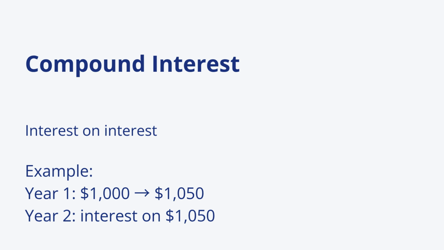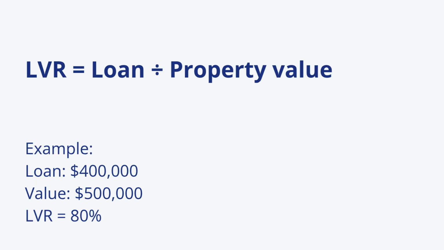Compound interest is interest calculated on both the original amount and the interest already earned. For example, $1,000 at 5% becomes $1,050 after 1 year, and in the second year you earn interest on the higher amount. Loan-to-value ratio compares the loan amount to the value of the property. For example, a $400,000 loan on a $500,000 property equals an 80% loan-to-value ratio.